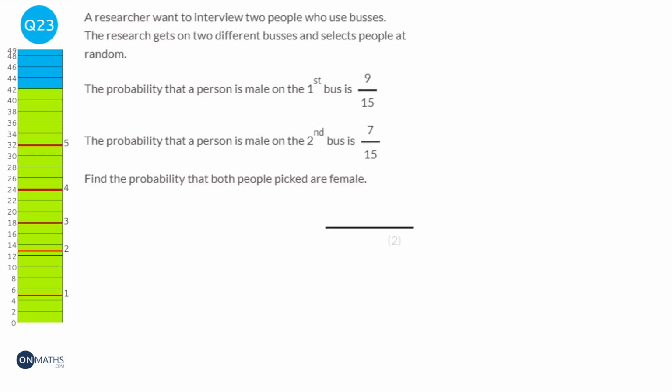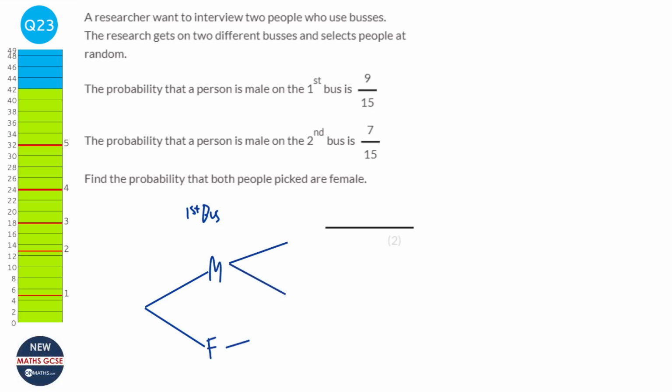There are a few different ways you could answer this question. I'm going to do it with a tree diagram, but you didn't need to draw a tree diagram to answer this question. So we've got our first tree, which is our first bus. And the choices are male and female. And we've got our second branch, I suppose. And it's still male and female. And this is our second bus.